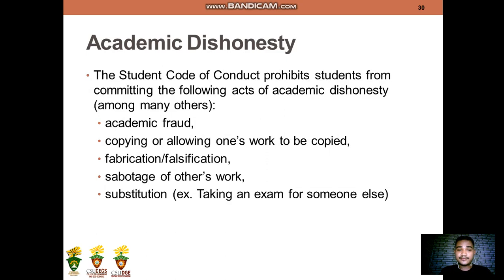These are the list of the academic dishonesty from the Student Code of Conduct. First is academic fraud, pagpanglimbong, copying or allowing one's work to be copied, fabrication or falsification, sabotage, lastly, substitution or example, taking an exam for someone else.